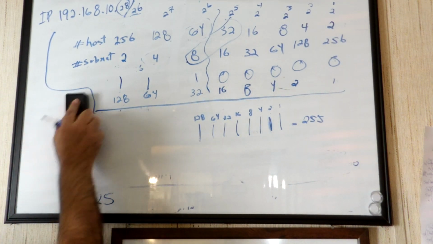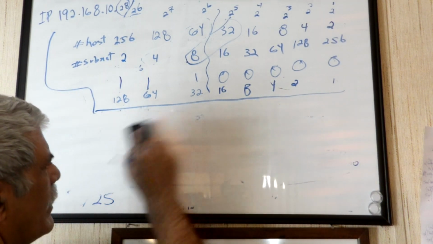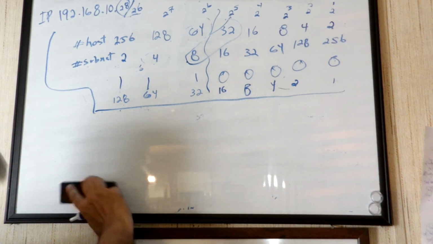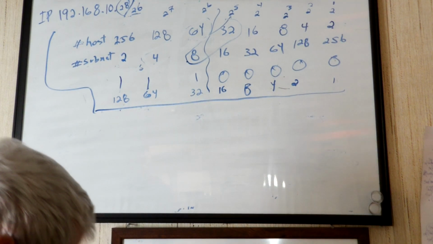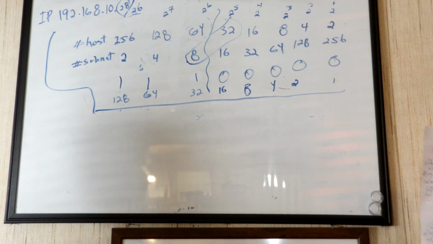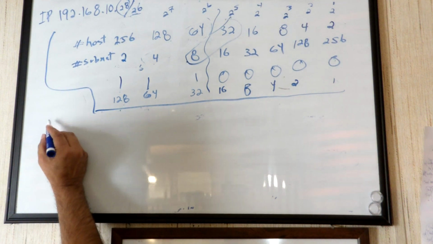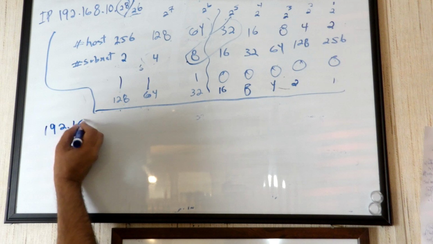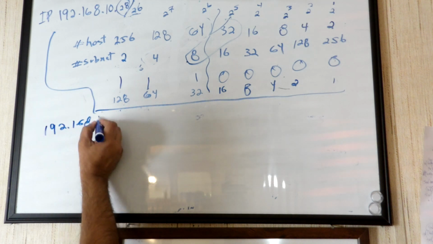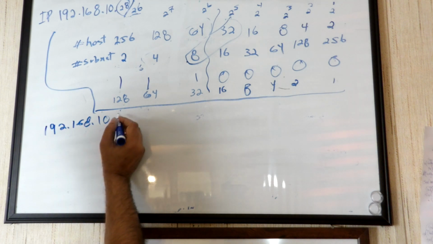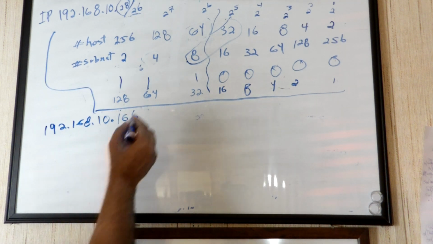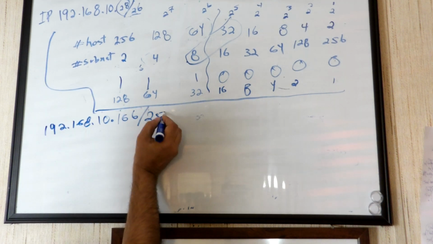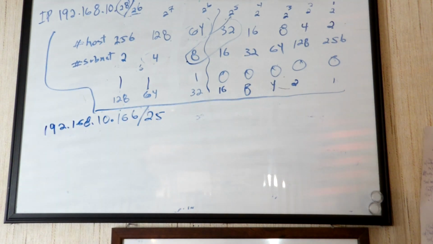Okay, and also I want to talk to you about when they give you an IP address, like 192.10.166, and then they give you /25. The CIDR notation. What does that mean?